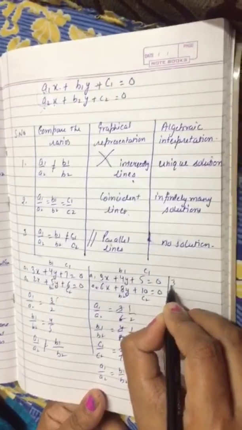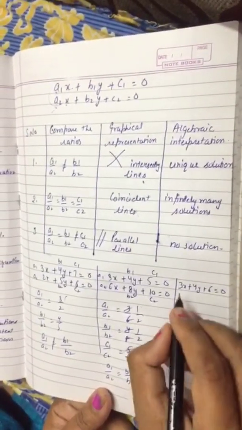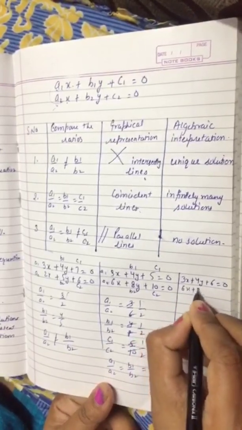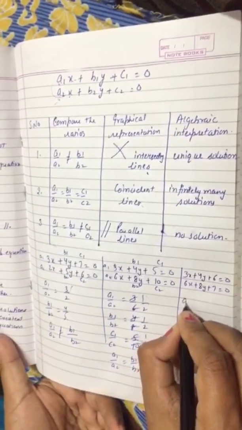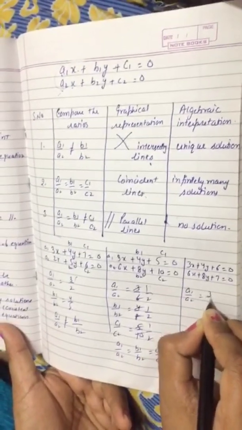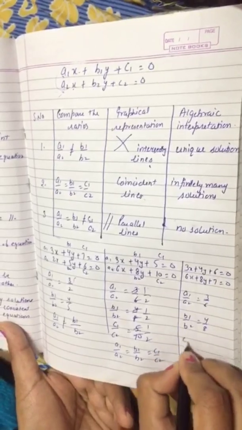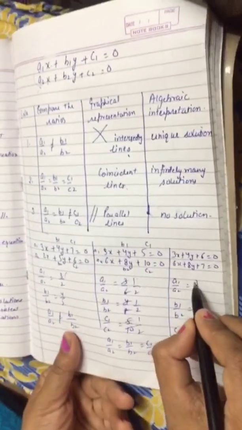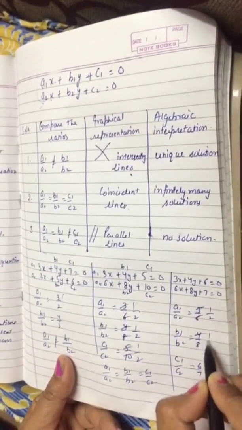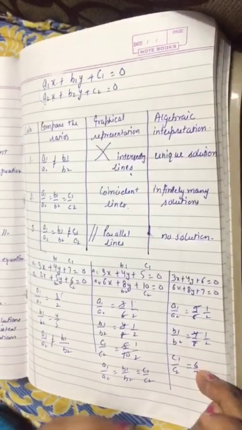And if I am discussing the third case, the lines are 3x plus 4y plus 6 equals 0 and 6x plus 8y plus 7 equals 0. If I am comparing, a1 by a2 will be 3 by 6, b1 by b2 will be 4 by 8, and c1 by c2 will be 6 by 7. Now after cutting you will get 1 by 2 here, 1 by 2 here, and there is no cutting factor between 6 and 7.